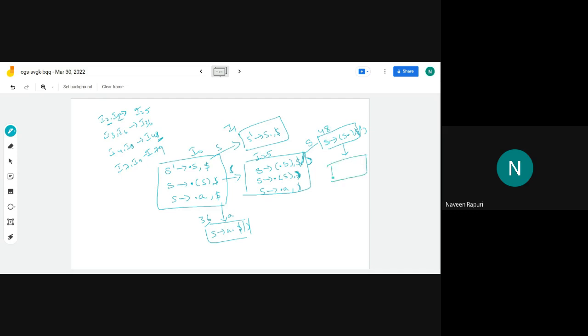From this we got S derives open parenthesis S dot, comma dollar, slash closed parenthesis. This is 7, 9. If we get S derives dot open parenthesis, so we are moving from this state to this state. That's why we are here itself, and from this one to this one.